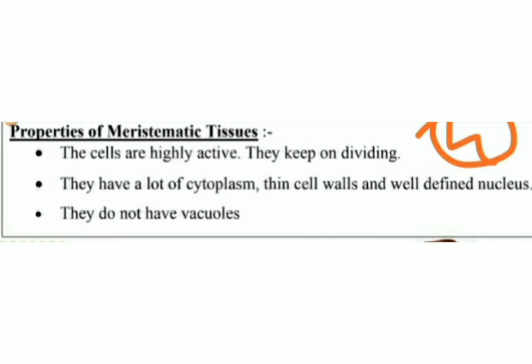Now we'll see the fourth, that is, the characteristic properties of meristematic tissues: they are highly active, they keep on dividing, have a lot of cytoplasm, thin cell walls, and along with this, they help in elongation of these cells, either lengthwise or widthwise. So this is also a characteristic of meristematic tissues.